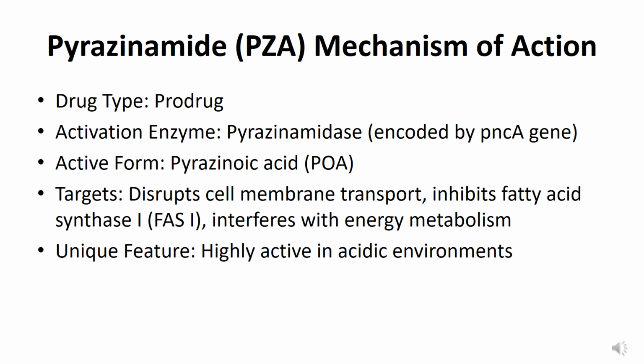Unlike some tuberculosis drugs that target a single pathway, pyrazinoic acid appears to attack the bacterium through multiple mechanisms. One important effect is disruption of cell membrane transport. The bacterial membrane serves as a gateway that regulates the movement of nutrients and other essential molecules. When this transport system is disrupted, the organism struggles to maintain normal cellular function.